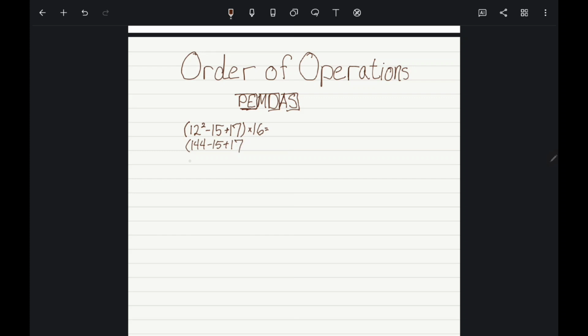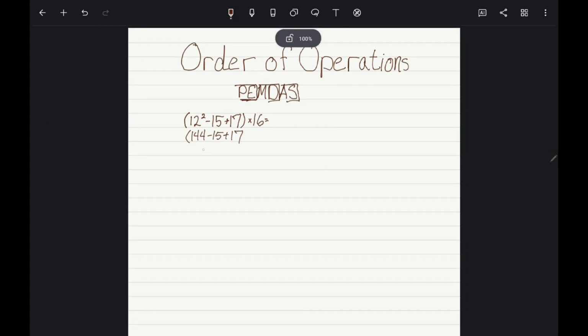All right, still going left to right here. So 144 minus 15 equals 129. Go ahead and bring 17 down. All right, 129 plus 10 equals 139. 139 plus 7 equals 146.